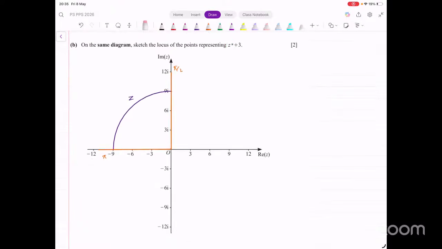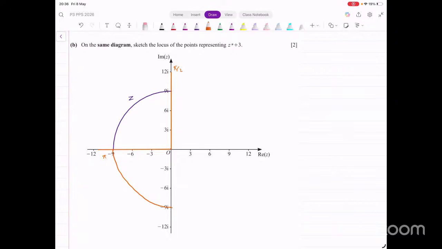So if we were just thinking about z conjugate, that would look like this. That will be an arc like this. This would be z conjugate, the reflection of that in the x-axis. However, we also have a plus 3 there. What do we do about that?